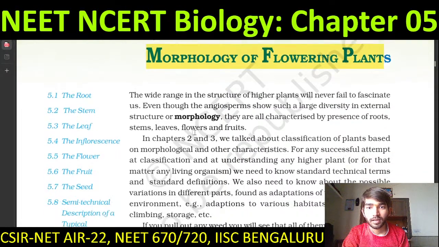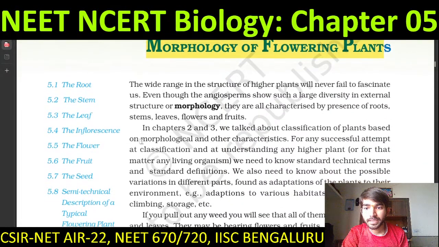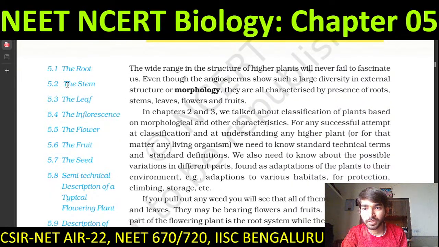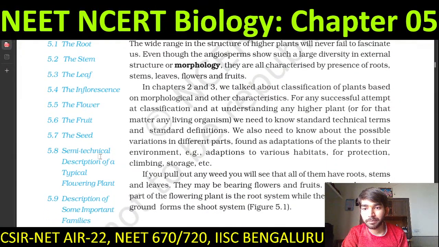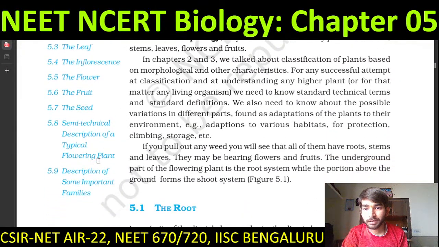So you can see here are the subsections. First is the root, stem, leaf, inflorescence, flower, fruit, seed. Then there are some semi-technical descriptions of a typical flowering plant and descriptions of some important families. So this is what generally the botanists study.